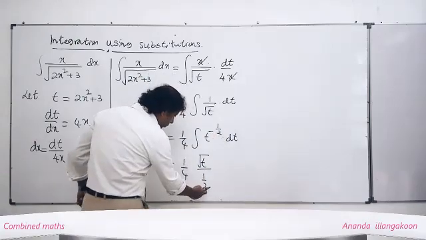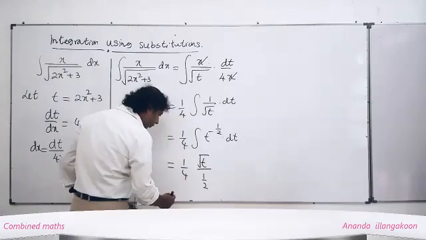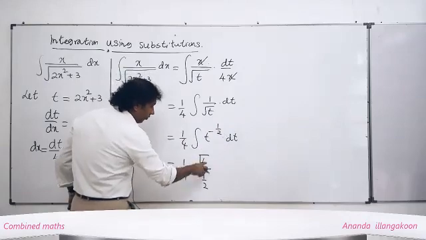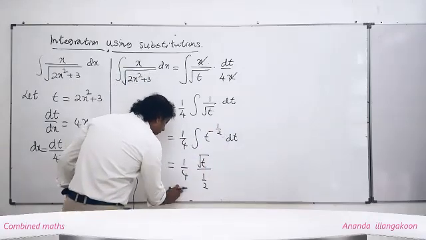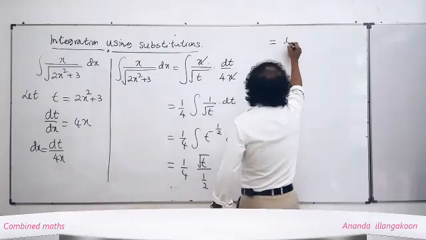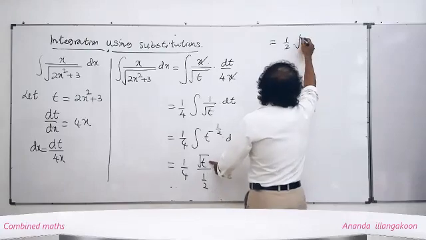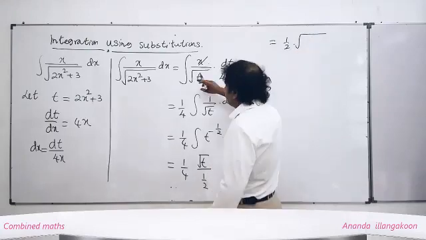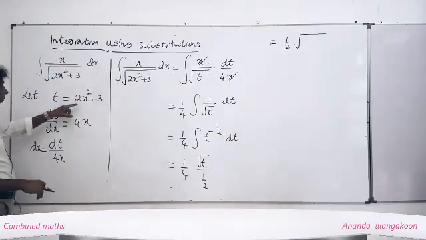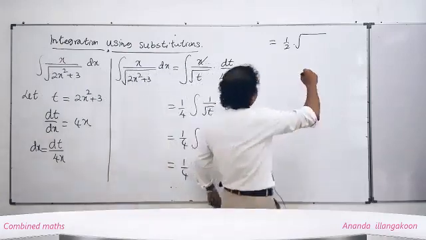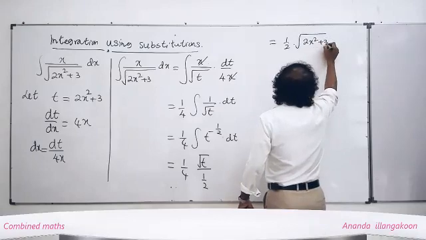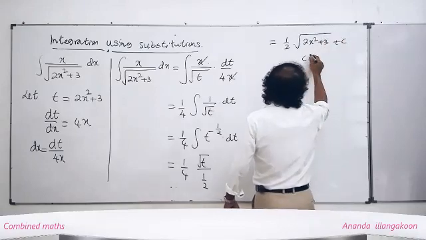Now this 2 and this 4 we can cancel down. Here we get half, no? When you add this 1 here, power half comes. Then here we get the answer. When you cancel this 2 and this 4, half root t. Now we have to write this t. The final answer you have to keep in terms of x, because the original question is given in terms of x. t is this 2x squared plus 3, plus c. c is any constant.